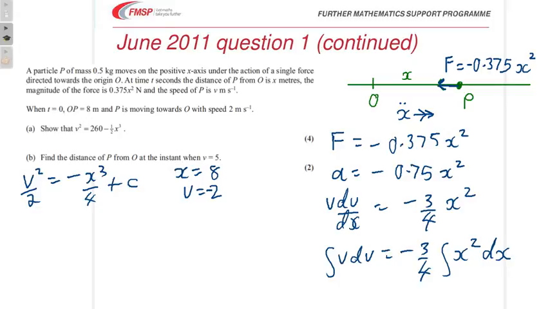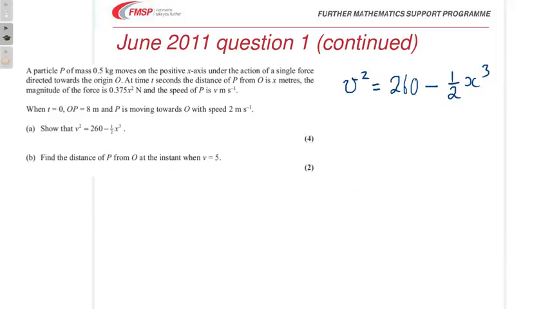Putting that into the equation then, we get c equals 130. You might like to pause the video and check that yourself. So v squared equals, doubling everything, 260 minus x cubed over 2, which is the expression that they want. Just to point out, although I made a point of saying that v is minus 2, it doesn't really matter in this because in the equation we've got v squared anyway, so it wouldn't affect c. So that gives us v squared.